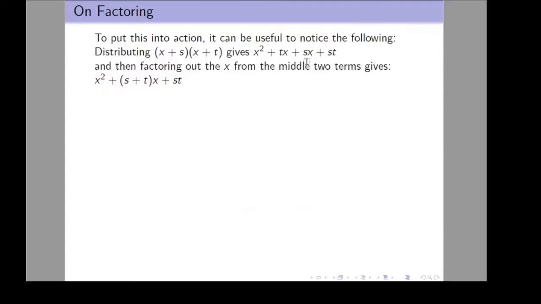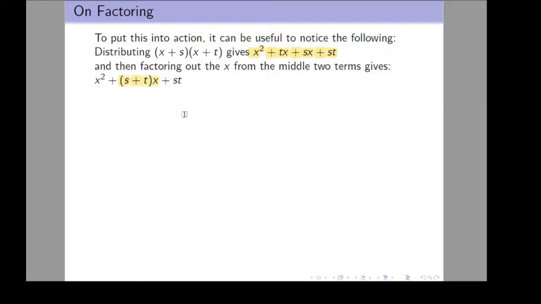To do that, I'm first going to point out a slightly easier problem. If I look at anything of the form x plus s times x plus t, and I distribute the x to the x and the t, and then the s to the x and the t, I can break that up this way. Those middle two terms have an x in common, so I can factor that x out and write this as s plus t times x.